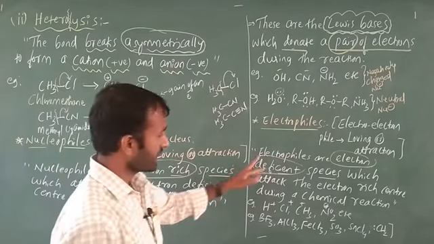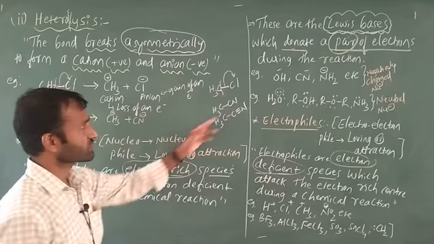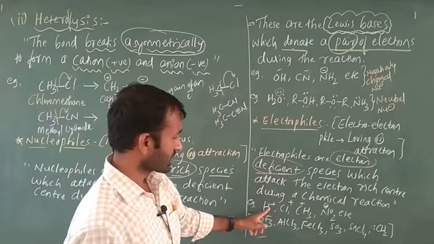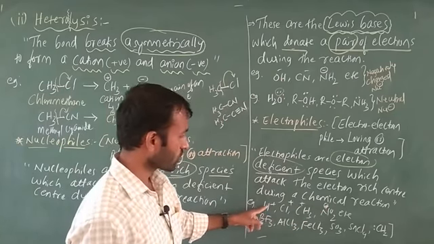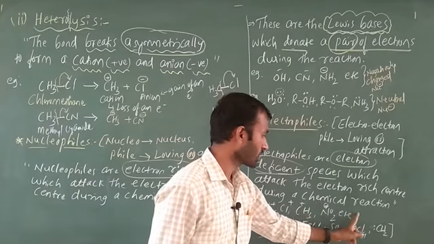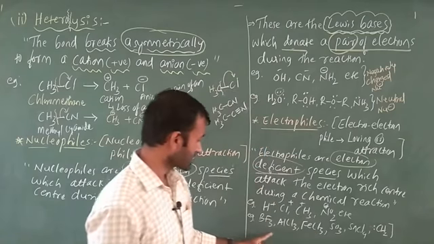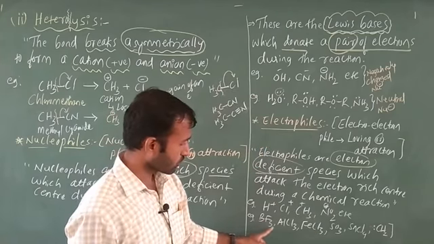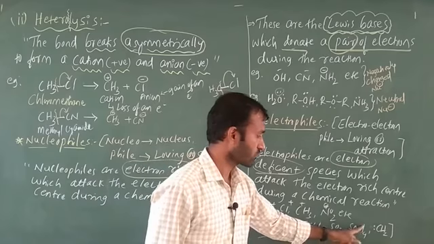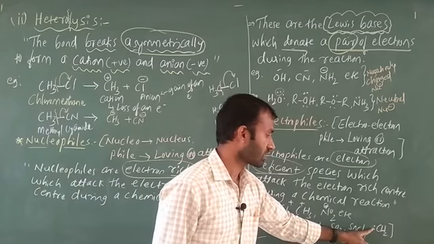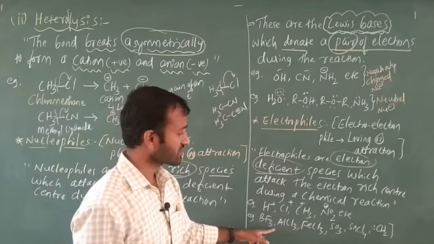Examples for electrophiles: electrophiles are represented by positive charge, nucleophiles are represented by negative charge. H plus, Cl plus, CH3 plus, NO2 plus, all contain a plus, so you can write positively charged electrophiles. Then BF3, boron trifluoride, aluminum trichloride, FeCl3, SO3, tin tetrachloride SnCl4. Next is CH2, which contains a lone pair of electrons. All these indicate neutral electrophiles.